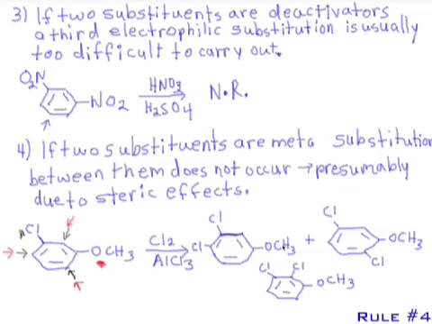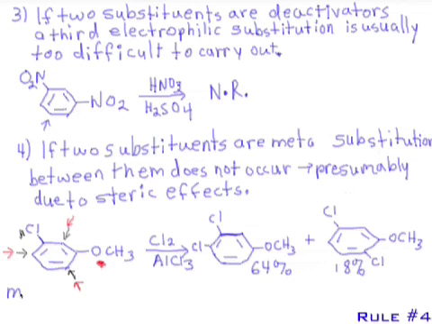Now what's interesting about this, Rule 4 stipulates that substitution in this position, right here, in between the methoxy and the chloro, does not occur because of steric effects. That would not form. In fact, if we examine the percentages, and you're not required to know these percentages, we get 64% para to methoxy and 18% para to the chloro. Presumably the differences in percentages may be attributable to steric effects.